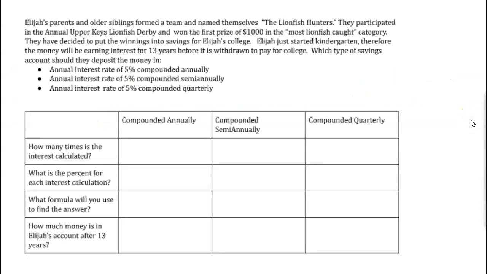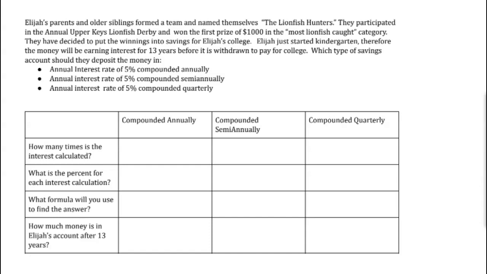Elijah's parents and older siblings formed a team and named themselves the Lionfish Hunters. They participated in the annual Upper Keys Lionfish Derby and won the first prize of $1,000 in the most lionfish caught category. They have decided to put the winnings into savings for Elijah's college. Elijah just started kindergarten, therefore the money will be earning interest for 13 years before it is withdrawn to pay for college. Which type of savings account should they deposit the money in?